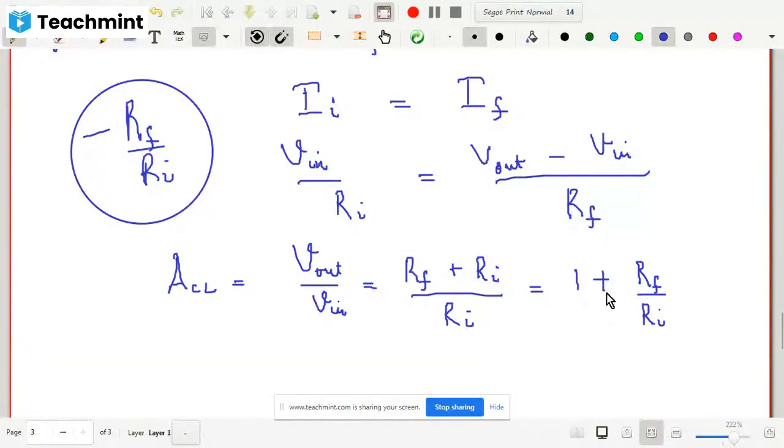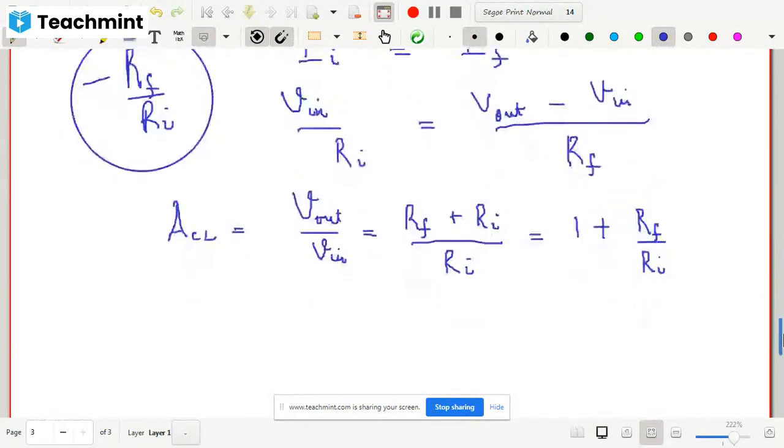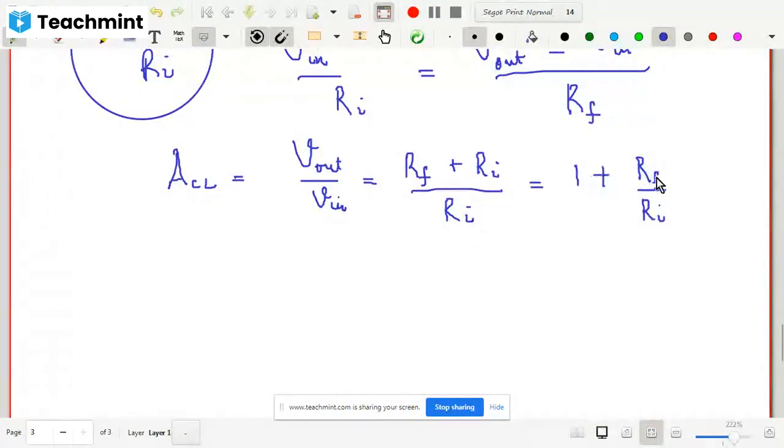Okay, so a few points before I conclude. The gain is 1 plus Rf by Ri. Can you make the gain unity here? Yes, in this case also the voltage gain can be made equal to or greater than 1. You can even make the gain equal to 1 if you select Rf and Ri to be equal values. Suppose Rf is 2 kilo ohm and Ri is also 2 kilo ohm, then the gain is unity. That means the signal will not be amplified.